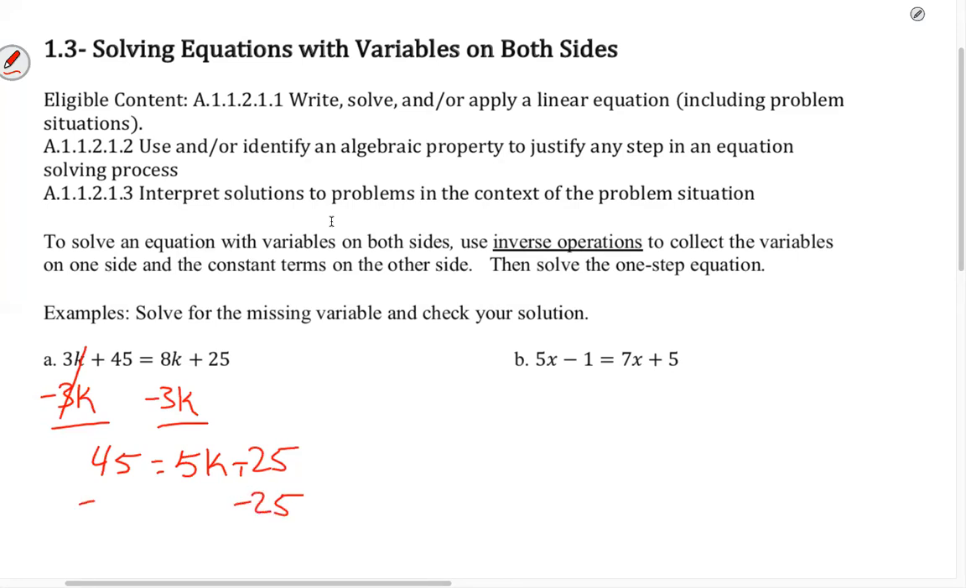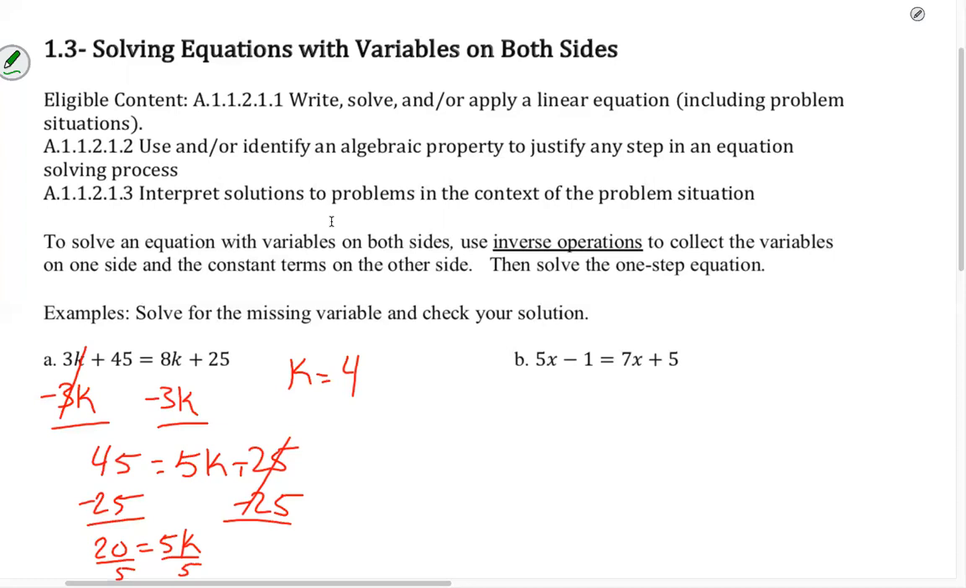So I subtract 25, just like I did yesterday. And I have 20 equals 5k. And then you divide by 5 to get k equals 4. And of course, I could check my answer by plugging it back in. I could do 3 times 4, that's 12, plus 45, that's 57. 8 times 4 is 32, plus 25 is 57. So I knew I got my first problem right.